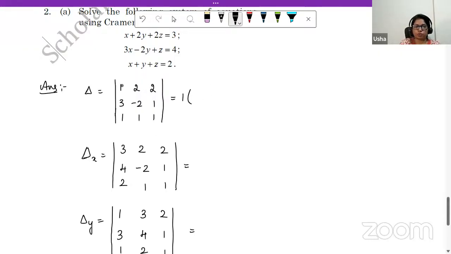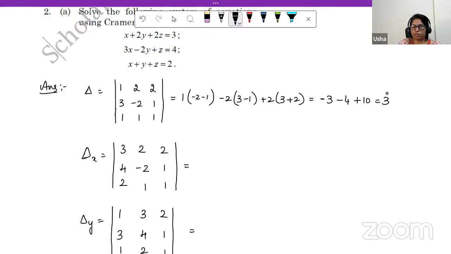Now I'll write 1 into minus 2 minus 1, minus 2 into 3 minus 1. Hope all of you know how to find the determinant. Plus 2 into 3 minus of minus 2 is plus 2. Let me know if you do not know how to find the determinant, I'll explain. Minus 2 into minus 1 is minus 3 into 1 is minus 3. 3 minus 1 is 2. 2 into minus 2 is minus 4. This is 5. 5 into 2 is 10. So this is minus 7 plus 10 is 3.